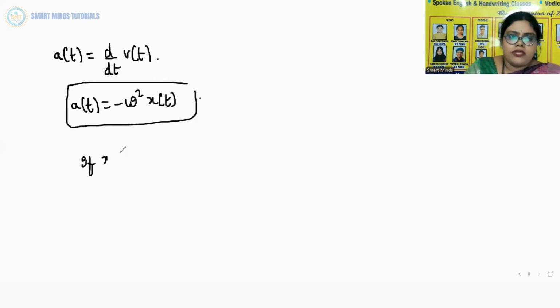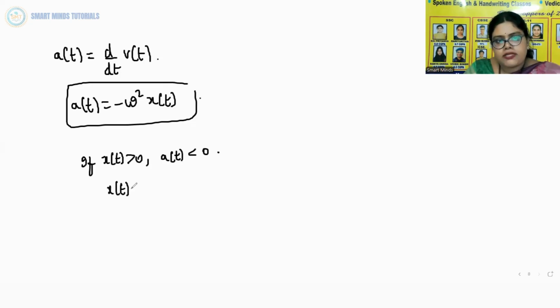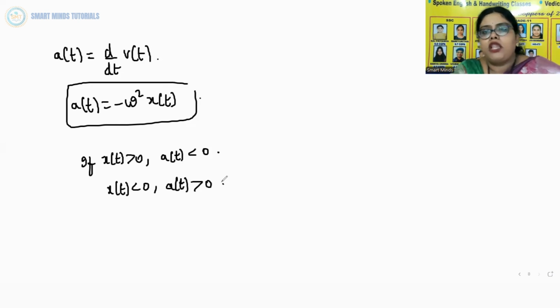If x of t is positive, then A of t will be negative. And if x of t is negative, A of t will be positive. So if position is positive, acceleration will be negative, and if position is negative, acceleration will be positive. Thus, whatever the value of x between minus a and a, the acceleration A of t is always directed towards the center. So for simplicity, let us put phi equal to 0.